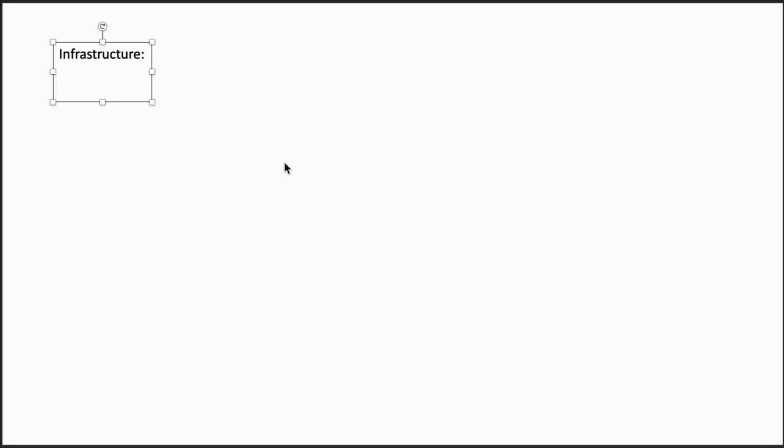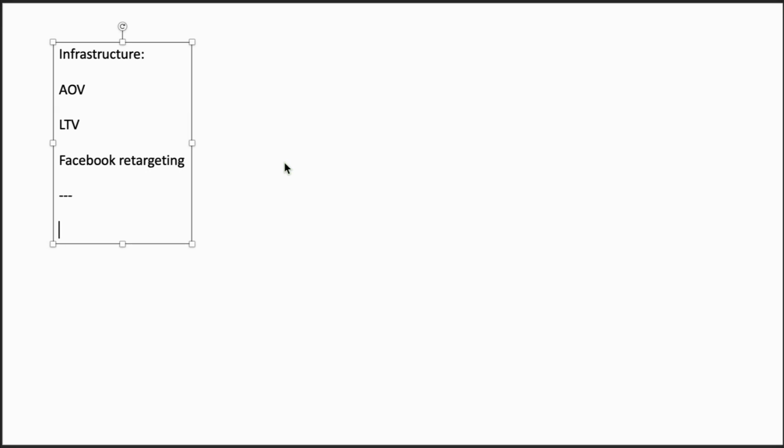So just to give a sense, in the infrastructure we have the AOV elements, we have the LTV elements, and separately from that we've got Facebook retargeting. Right, so let's take each one of them. AOV, right? So let's talk about what cart abandonment means. How does cart abandonment improve the situation? Here are some calculations that I've made, and I didn't think much about cart abandonment, but it's quite significant.